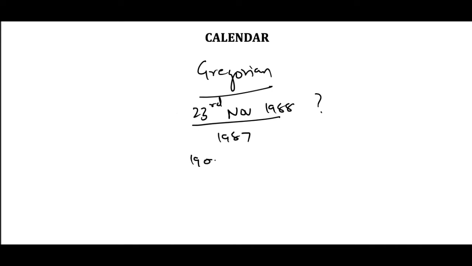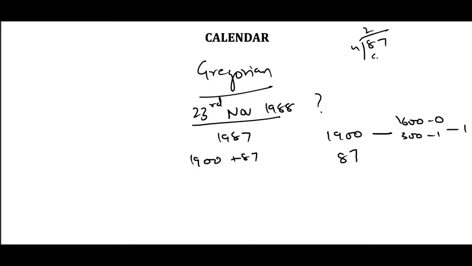So we will split 1900 plus 87. We have the first step as 1900. Now 1600, that will give 0. We have 300, that will give 1. So the total odd days in 1900 is 1. Coming to 87, if we check the number of leap years in 87, that is 21. So in 87, if we add 21, we'll have 108.